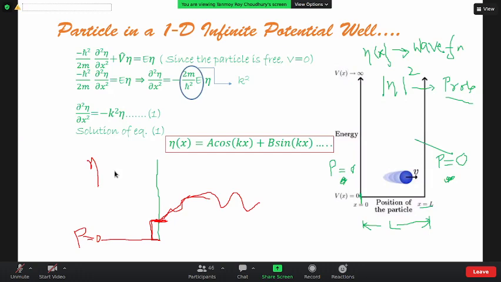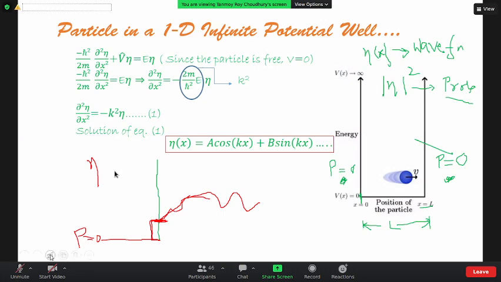Sudden jumps cannot happen in eta. Eta must be a smooth function, only then will it be continuous. Am I right? Yes, sir. So if it is 0 just left of the boundary, then what is the value of eta at the boundary? 0. Am I right?